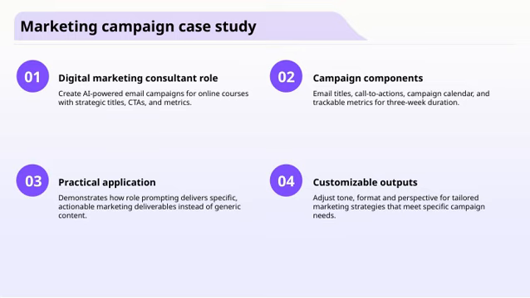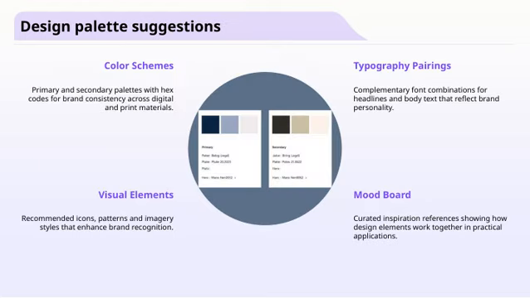You can adjust the tone, format, and perspective to tailor your marketing strategies to the unique needs of each campaign. This flexibility ensures that your messaging is always aligned with your audience and objectives. All of these elements come together to demonstrate how a strategic, AI-driven approach can streamline your marketing efforts and produce measurable results. Let's explore some design palette suggestions that will really bring our brand to life.